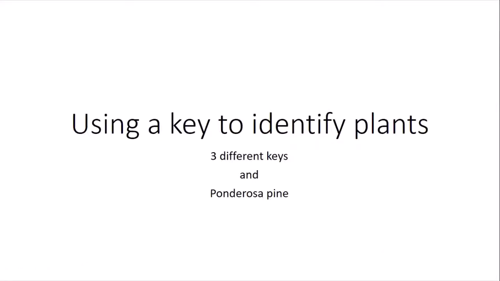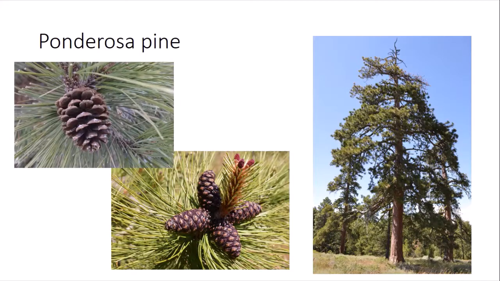Well, I want to talk about how we identify plants using some identification keys. This key is a traditional idea, and I'm going to use three different ones, and we'll just look at the same example for Ponderosa pine. Now, to identify any plant, you start with the plant. It may seem obvious, but make some really good observations first.